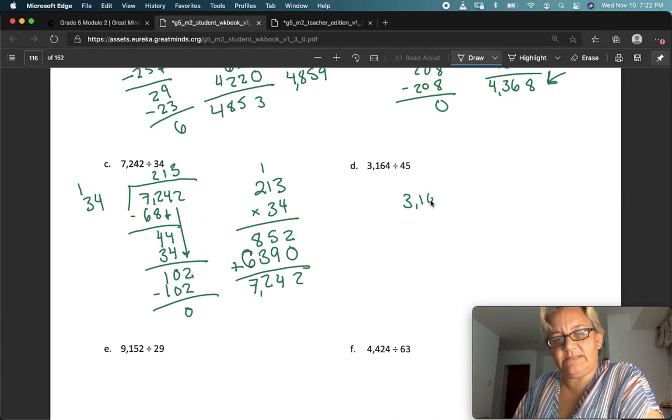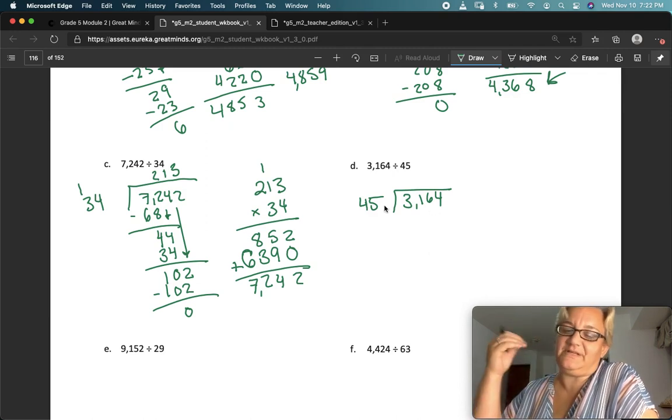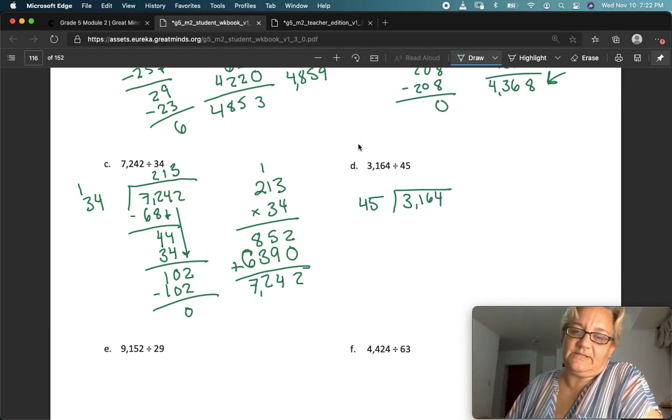3 divided by 1, 6, 4. 45. Okay, 45 is not going to go into 3. It's not going to go into 31. So we're going to have to go all the way over to the tens place. Again, should we round up to 50? Let's round up to 50 in our head, right? So let's think of this as 50.